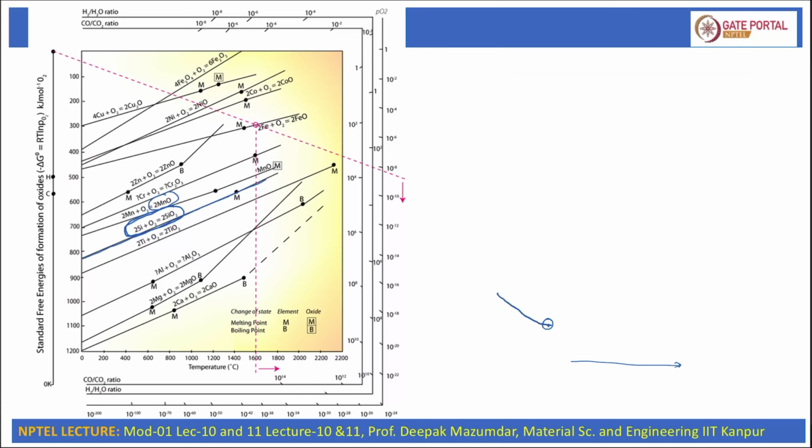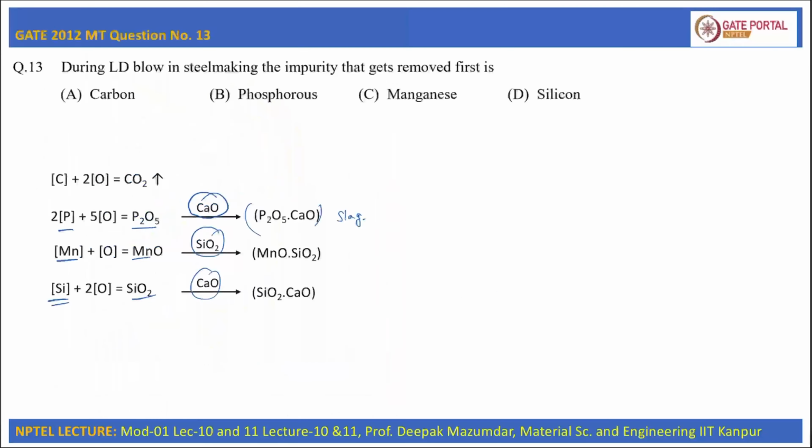So in this question, it was asked which impurity gets removed first during LD steel making. So the correct answer will be option D.